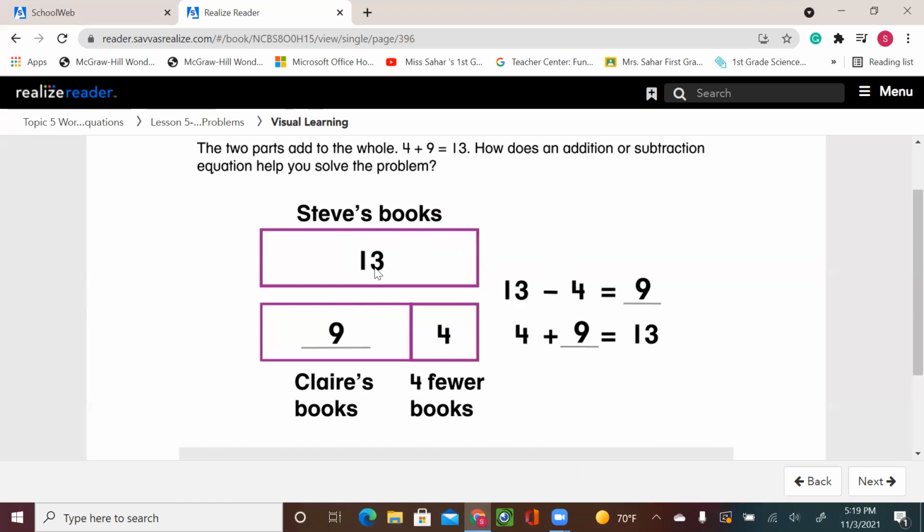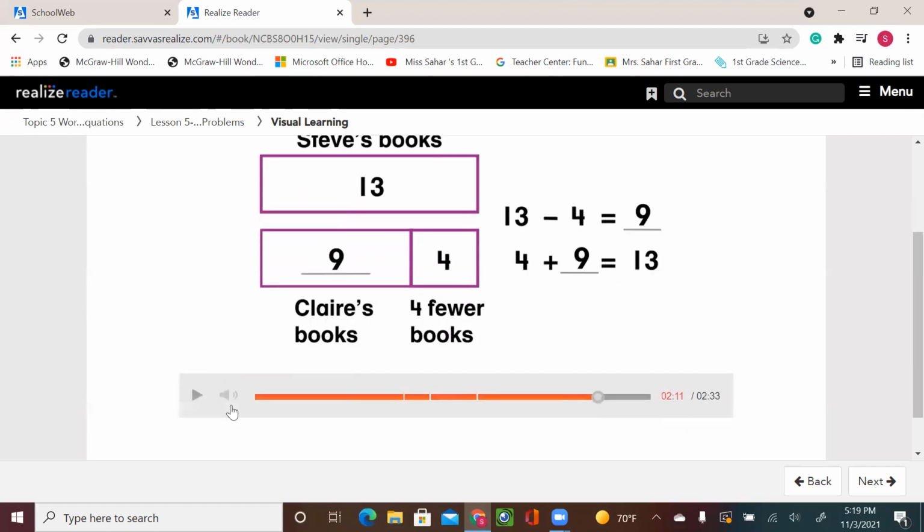All right, when I know that Steve had 13, that's the total, that's the whole, and I know one part, which is the 4 fewer, so 13 take away 4, I got my missing addend. And if I go for the strategy we learned, think addition to subtract, I have the total 13, that's my sum. I have one addend, 4, so I'm saying 4 plus what equals 13. So 4 plus 9 equals 13.